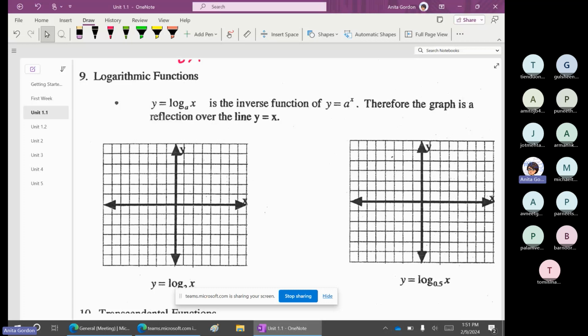If I do the inverse of a function, it is also a reflection, but about what? The diagonal. Thank you, Michael. All right, so if I have a diagonal and an exponential growth function, this is e to the x growing. What would the log function look like if I reflected it?